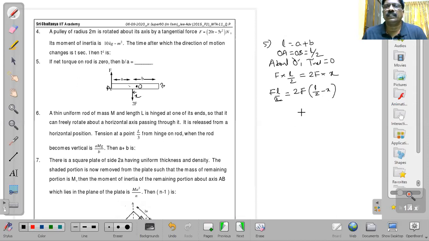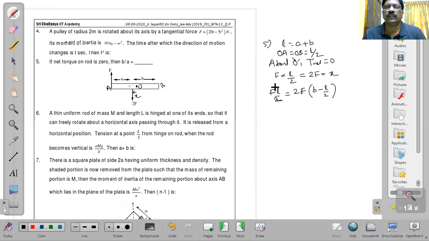So here first you find the X value. In other words, we can write L by 2 plus, it is better to write B minus L by 2, because up to this it is B. As we need X only, from B we subtract L by 2. So B minus L by 2 gives X directly.